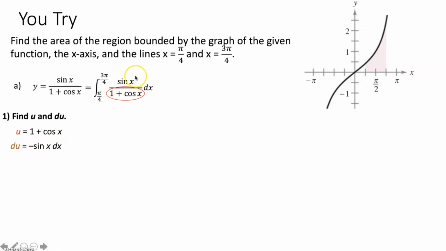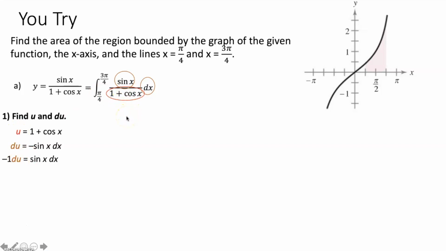We look up here, we have a sine of x and a dx, but it's not negative. So what we do is we take this constant, because it's technically negative 1 times sine of x dx, and divide that to the other side of this equation, and we get negative 1 du, or negative du, is equal to sine of x dx. Now we can substitute u and du in for all of the x's.